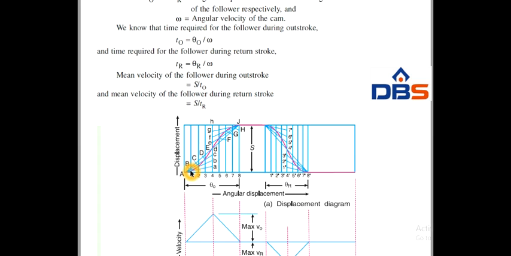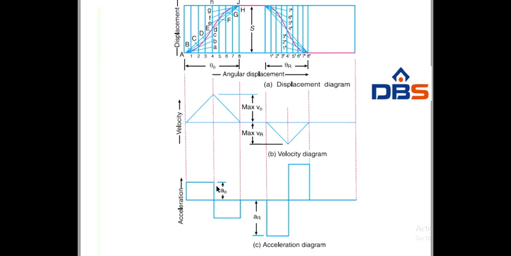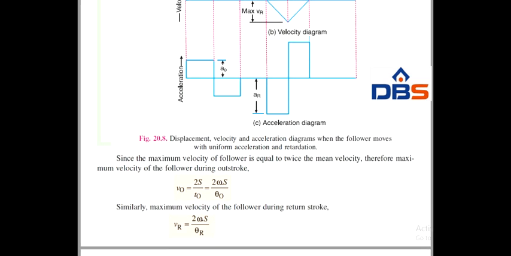After getting these points, we plot the parabolic curve. In the same way, if you draw the velocity diagram, this will be the velocity diagram for the outward stroke and this will be the return stroke, and the acceleration diagram is in this form. For these diagrams, we have to calculate the maximum velocity and maximum acceleration of the follower in both the outward and return strokes.